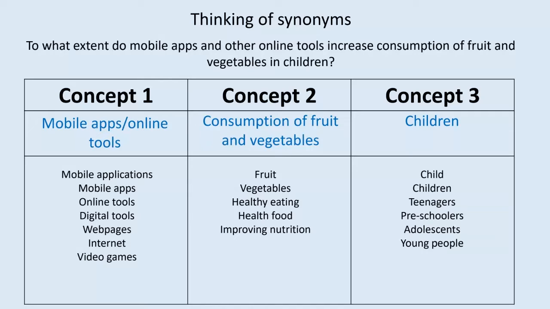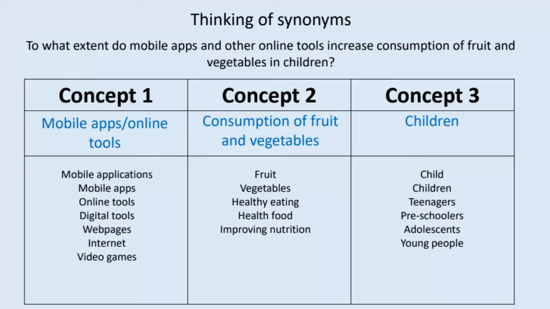So I did this earlier, and these are some of the terms that I thought we could search for, and you've picked up a load of extra ones that I haven't here. Mobile apps, online tools, web pages, internet. I put video games in there because I thought maybe that could be classed as a mobile app or an online tool that could be used to help children increase their consumption of fruit and vegetables. I think just using terms like fruit, vegetables might pick up some papers. You don't necessarily have to put consumption of fruit and vegetables.